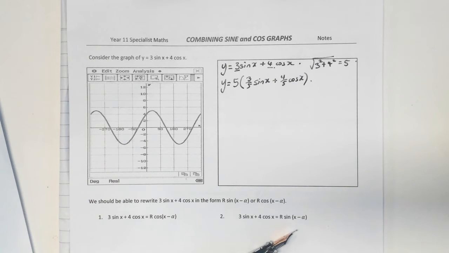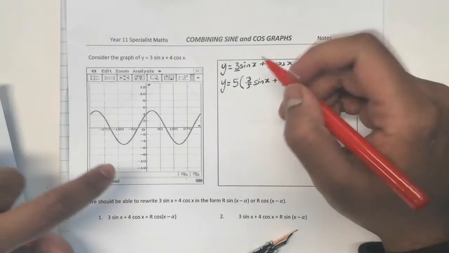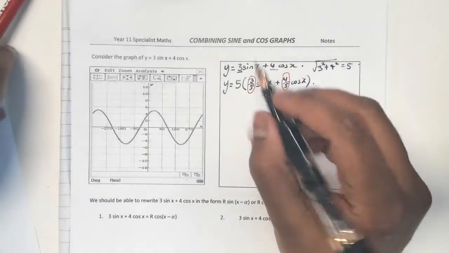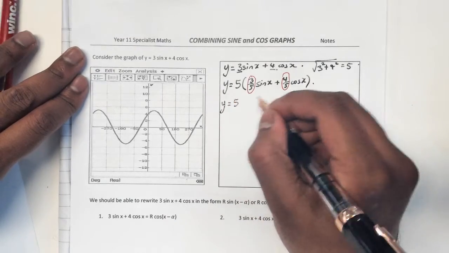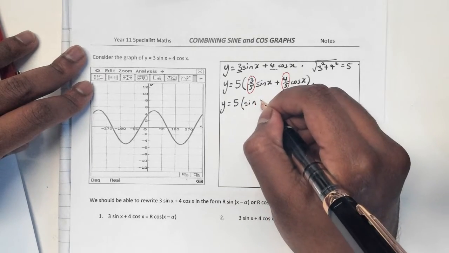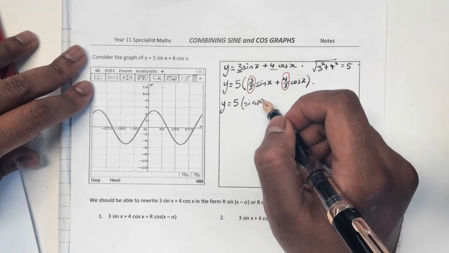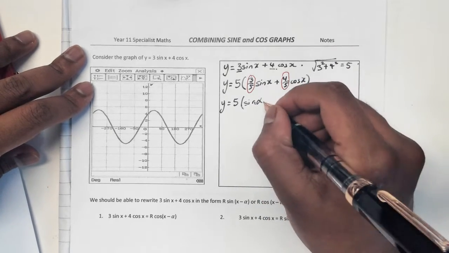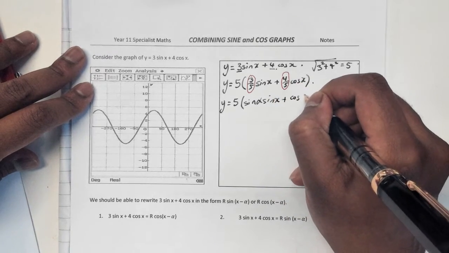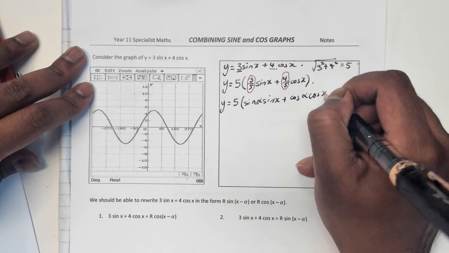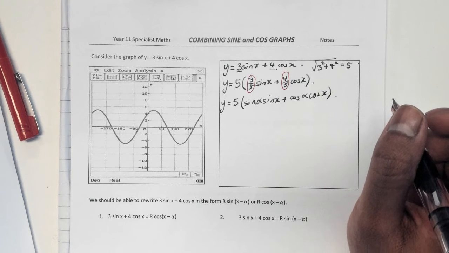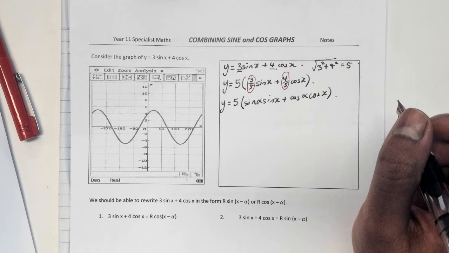So let's point out to you that 3 over 5 is a fraction, or a ratio, and 4 over 5 is also a fractional ratio that can be written differently. So 3 over 5 can be written as sine alpha, where alpha is an angle, right? And then we have sine x, plus 4 over 5 as cosine alpha, and cosine x. Why have I done that? Well, I'll explain quite simply.